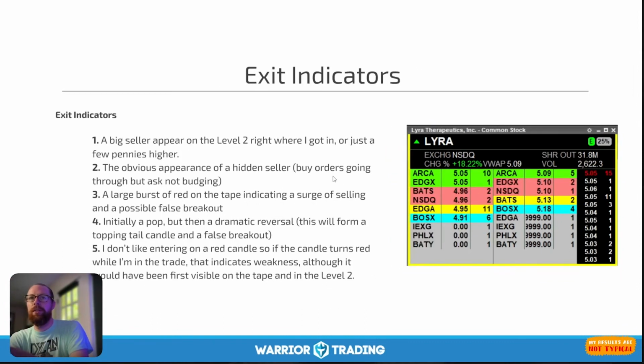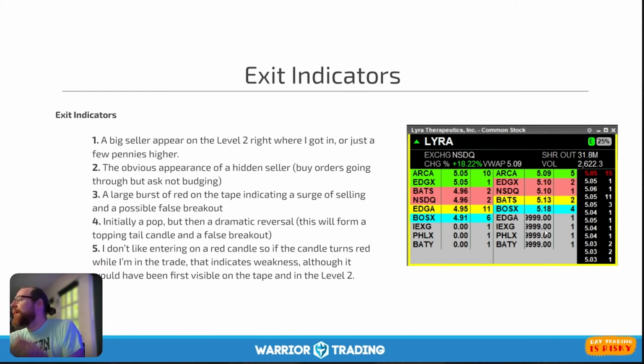What's the inverse? What are signs of weakness? What's an exit indicator? If I see a big seller appear on the level 2, right where I got in, all of a sudden there's a 10,000, 15, 20,000 share seller, that's going to make me a little nervous. The obvious appearance of a hidden seller. We're seeing buying, but it's not breaking through. That's a problem. A large burst of red on the tape indicating a lot of selling going through. An initial pop, but then that dramatic reversal where it does that kind of jackknife whipsaw.